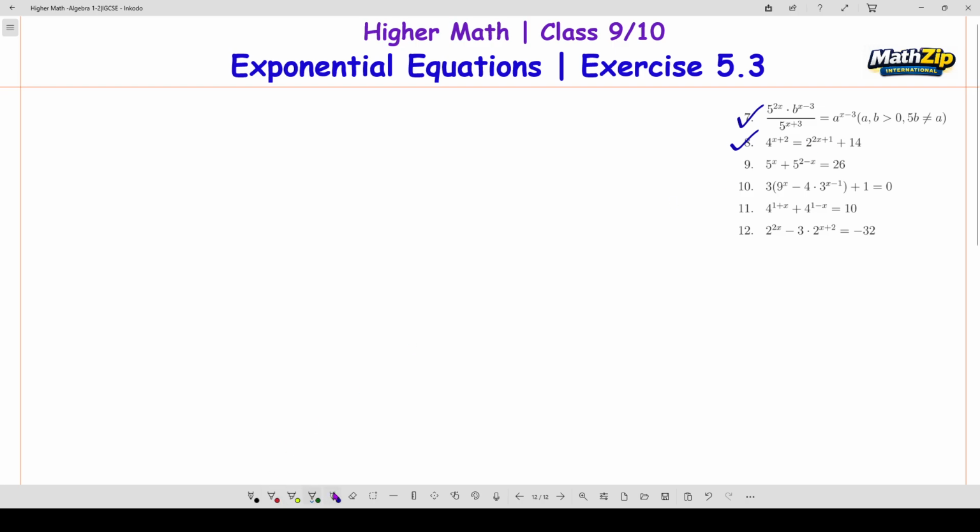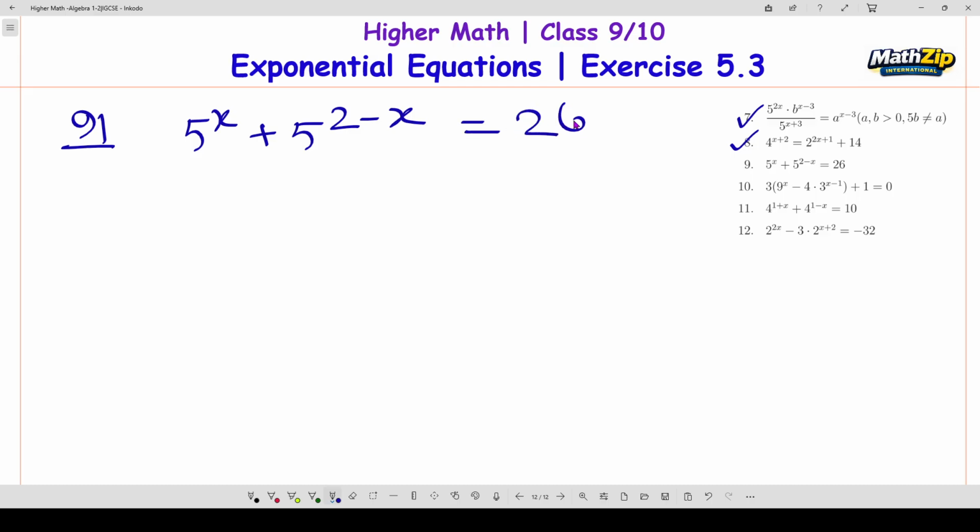Question 9. 5 to the power x plus 5 to the power 2 minus x equals 26. So here is 5 to the power x plus, this one we can write 5 to the power 2 times 5 to the power minus x equals 26.